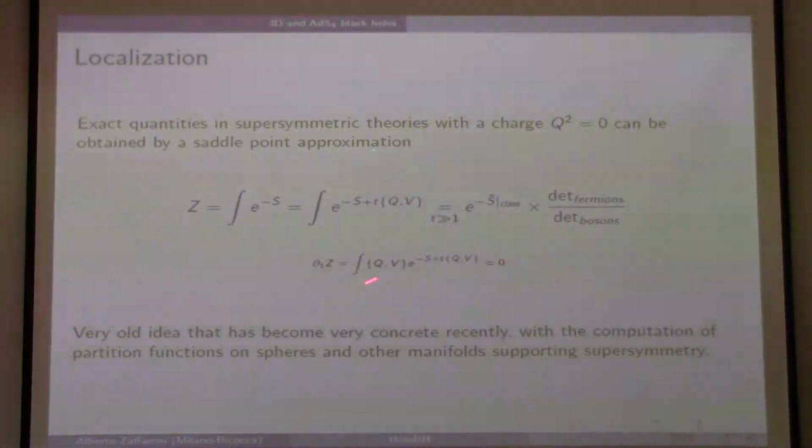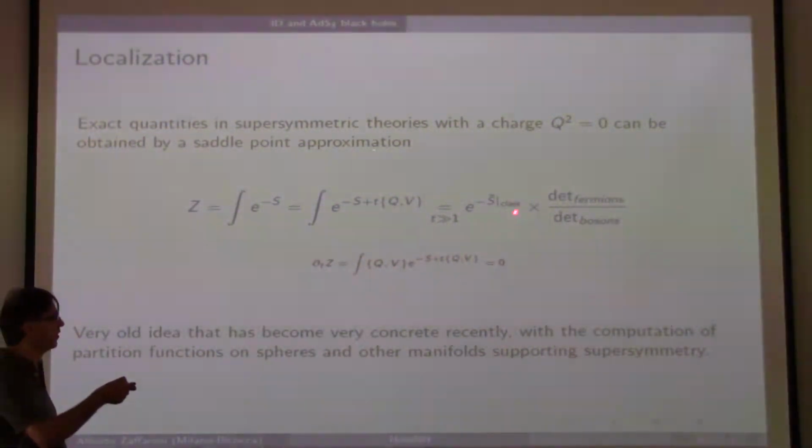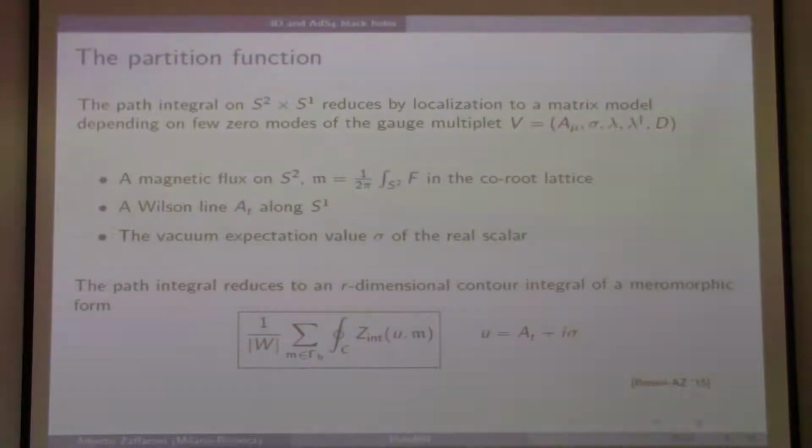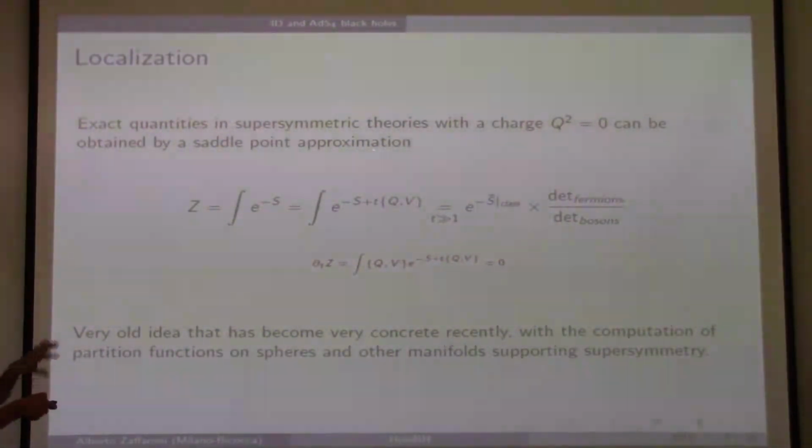Obviously you need to find a good deformation, a good theory on a compact space, so that the set of classical solutions is under control, and you need to compute the one-loop determinant. It's a very old idea that has become concrete in the last 10 years with computations of partition functions on spheres and other manifolds supporting supersymmetry. In this talk I have no time to discuss the technical details of all these localization computations, so I will give you the final result for each of these. And as you know from other examples, the basic point is that whenever this trick works, it reduces the full path integral to some sort of matrix model.